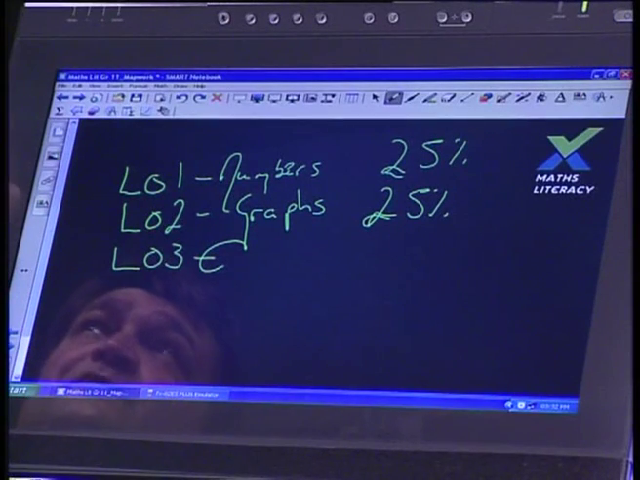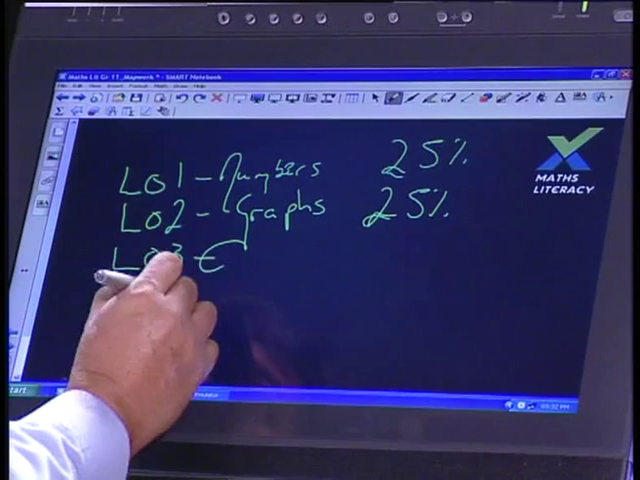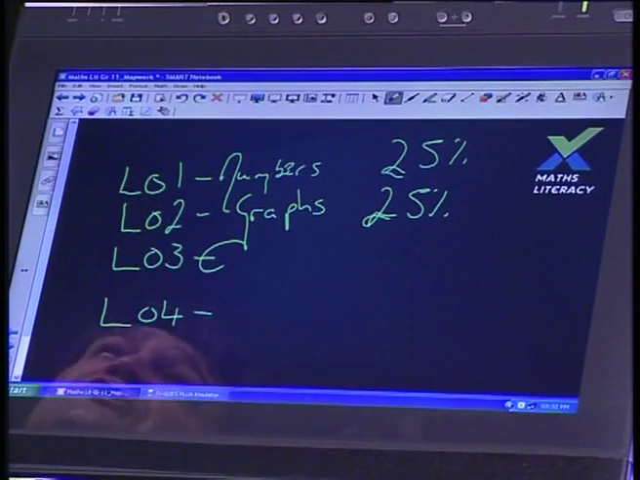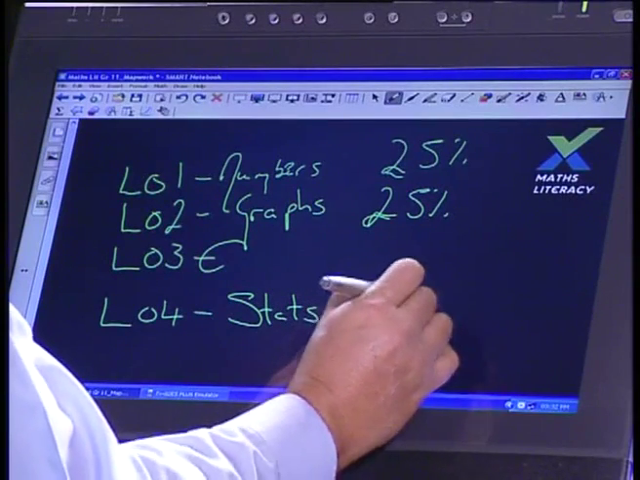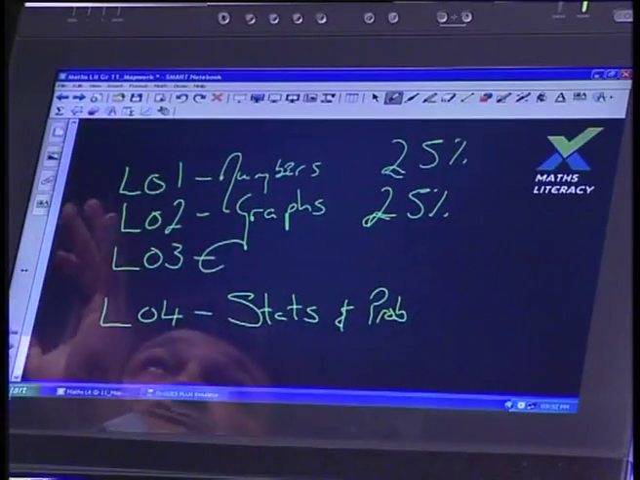Then we get LO3, and this is where we now begin to slot in. But before we look at that, let me jump and say, in LO4, in other words, learning outcome 4, we look at things such as statistics and then, of course, probability. And again, that whole section will count 25%.